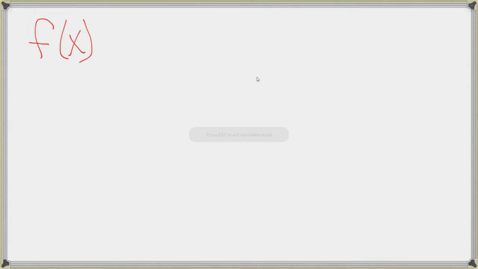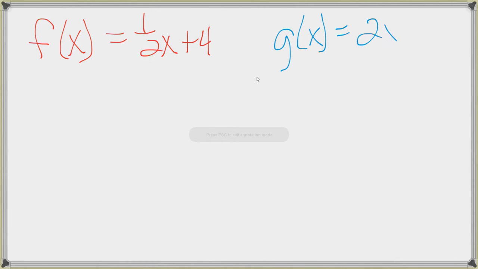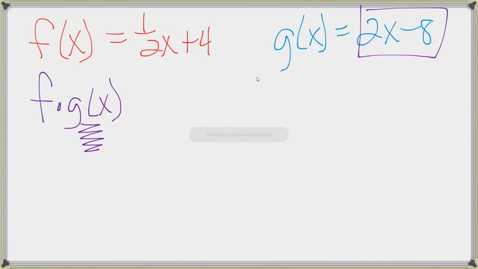Let's try another one. f of x equals 1/2 x plus 4. g of x equals 2x minus 8. To determine if these are inverse functions, we can use composition of functions. That means we're going to plug g of x into f of x, and then we're going to plug f of x into g of x.